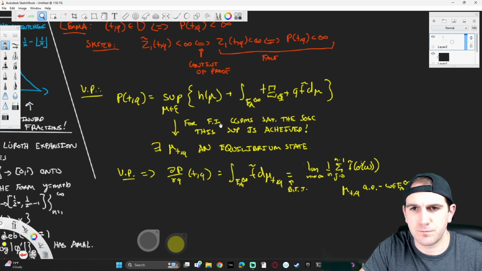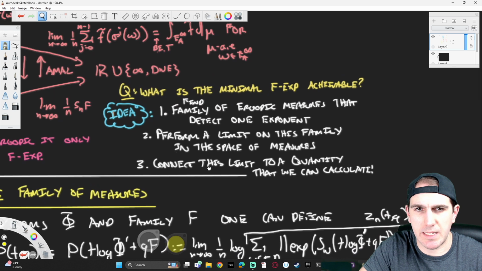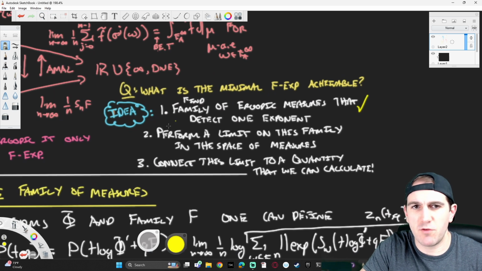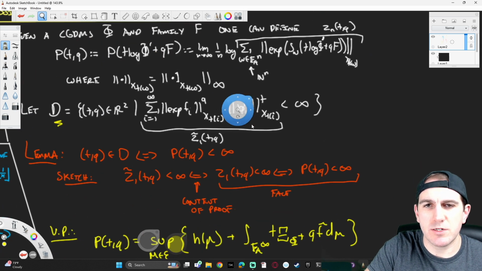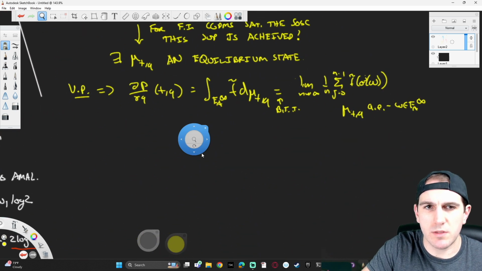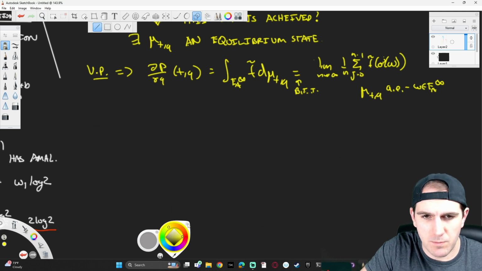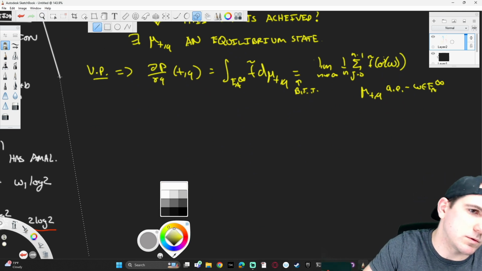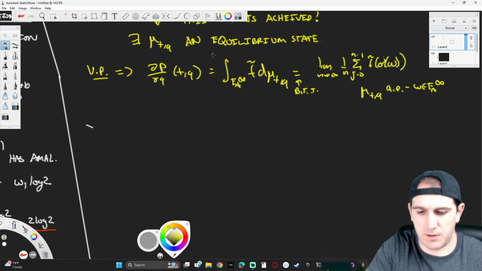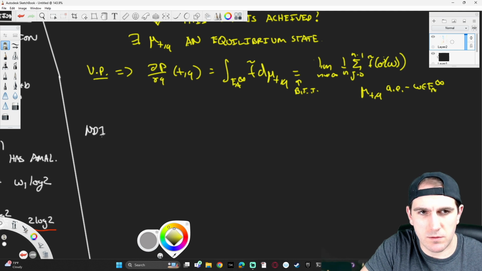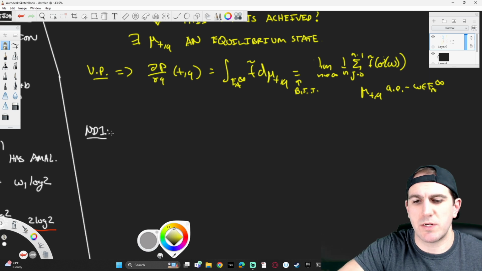So what the variational principle does for us is that it gives us our family of measures that detect one exponent. Now I want to be able to perform a limit on these measures. And the way that we do this, so these are some results from my paper. Right, so the question is, do these measures work?